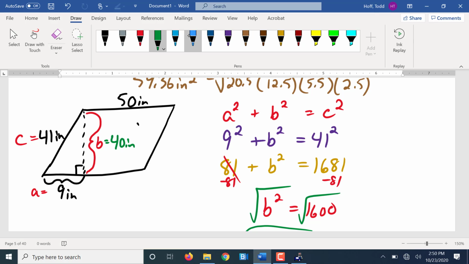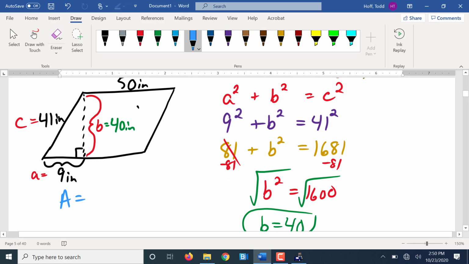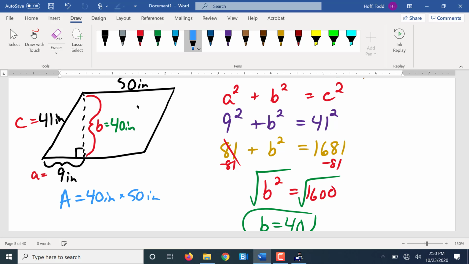So now the area of this is found by doing what? Length times width, right? Those are right angles now. So we can just multiply the 40 times the 50. It's 2,000 square inches. Does that make sense?